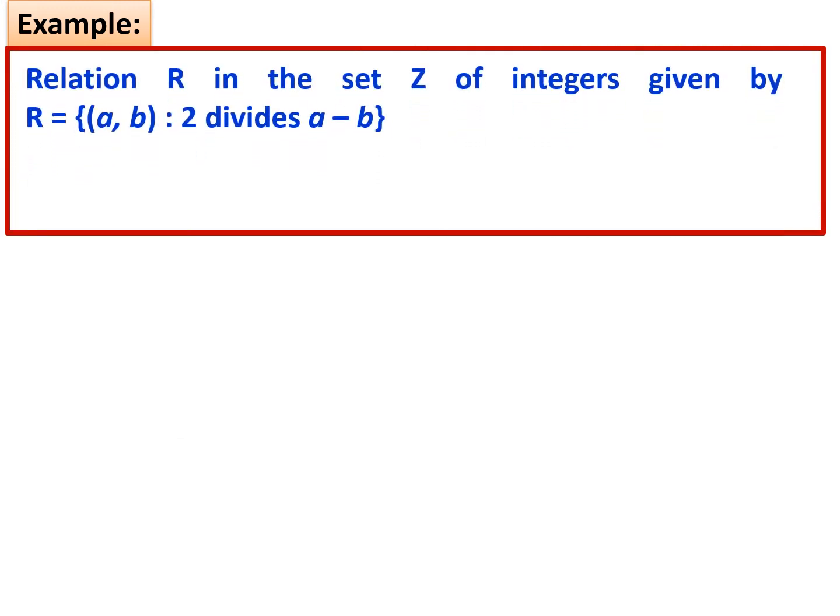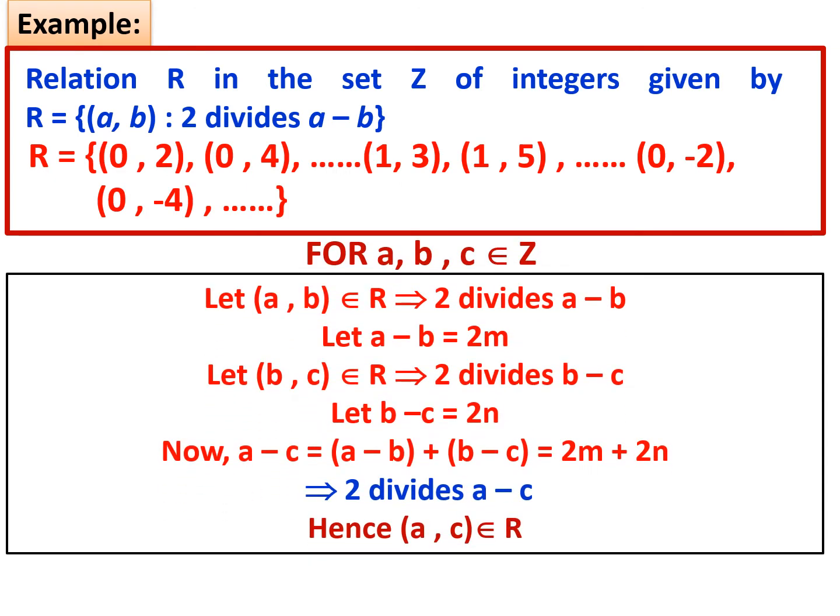The relation R in the set is given by (a, b) such that 2 divides a minus b. For a, b, c, as I told you earlier, from the first two relations you have to get the third. For example, (a, b) belongs to R means 2 divides a minus b, so a minus b should be a multiple of 2. I am calling it 2m. (b, c) belongs to R means 2 divides b minus c; I am calling it 2n. Let us find what a minus c is.